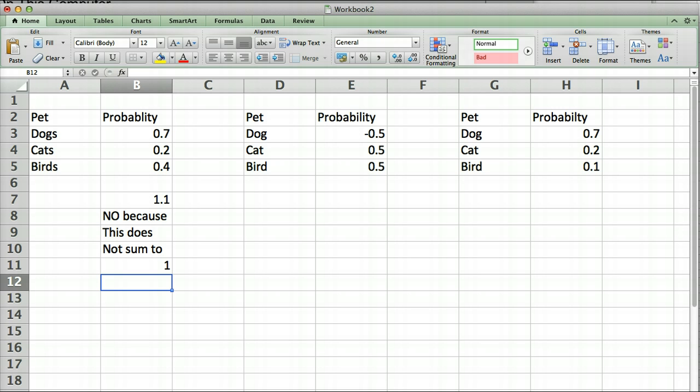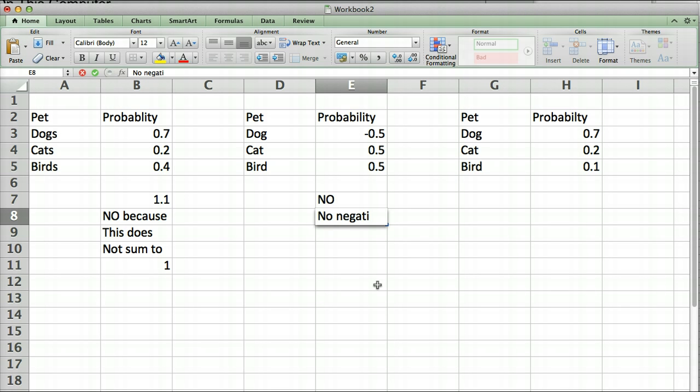So we'll look at our second probability distribution or potential probability distribution. Dogs, cats, birds, same three animals, negative 0.5, 0.5, and 0.5. Okay. Well, there's a couple problems here. The first one that comes right to mind is that probabilities cannot be negative. The chances of something occurring, the smallest it can be is 0. You can have a 0% chance of something occurring, but you cannot have a negative probability. So this is not a probability distribution because no negativities are allowed.